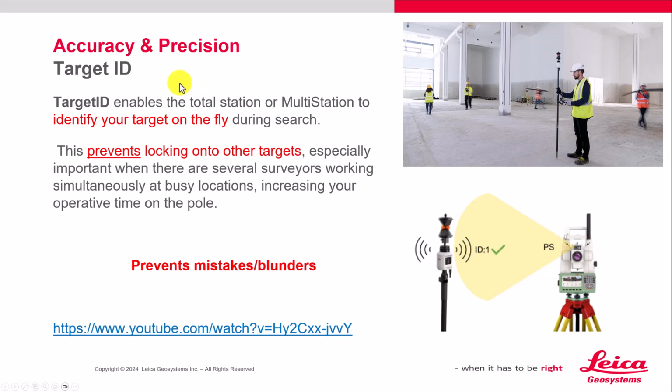All right, now back to accuracy and precision of the target ID. Again, it identifies your target on the fly, and this prevents locking onto other targets. That's important when there are several surveyors, like shown up here, and again, it prevents mistakes and blunders, and there's a video to show how that works.